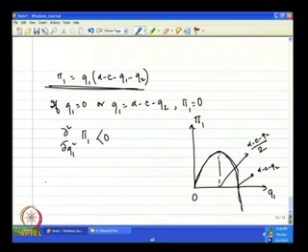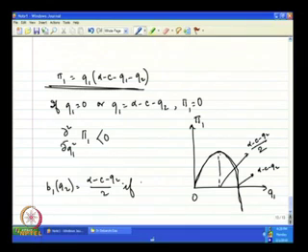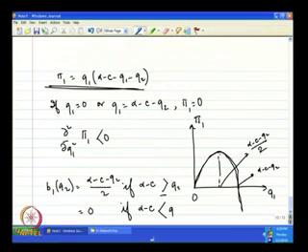So, the best response function will be (alpha minus C minus Q2) divided by 2 if alpha minus C is greater than or equal to Q2, and 0 if alpha minus C is less than Q2. So, this is the best response function of player 1. We shall proceed from here in the next class.